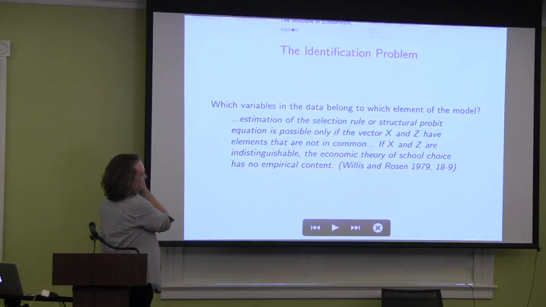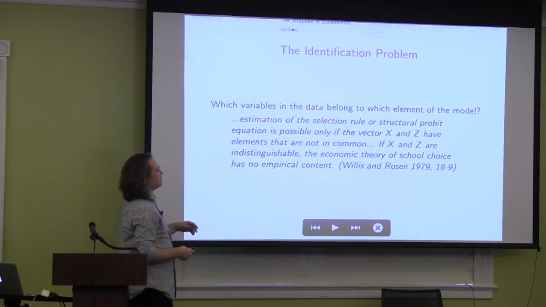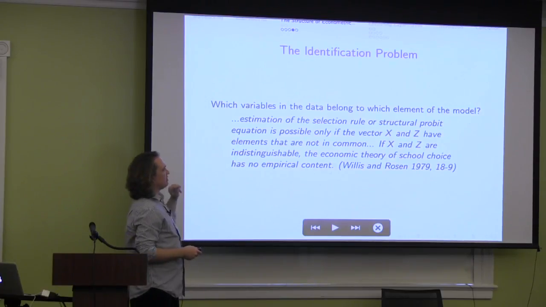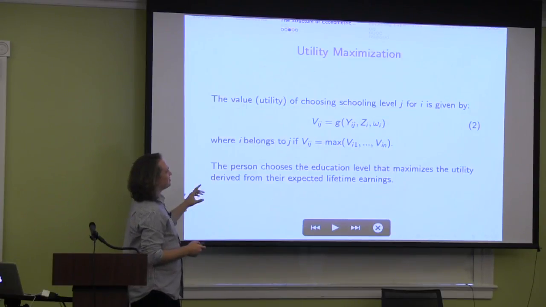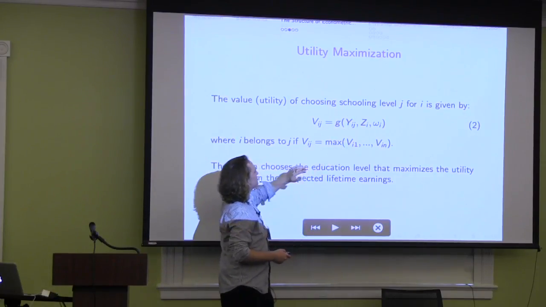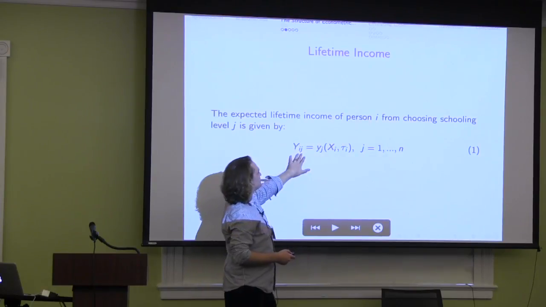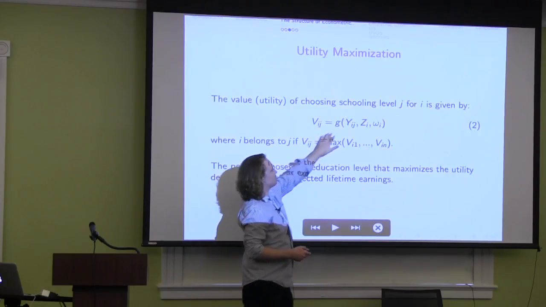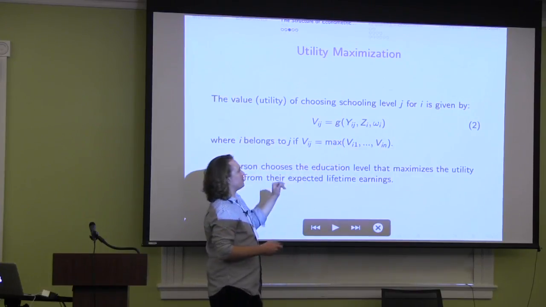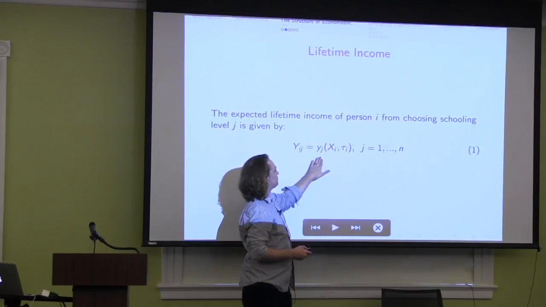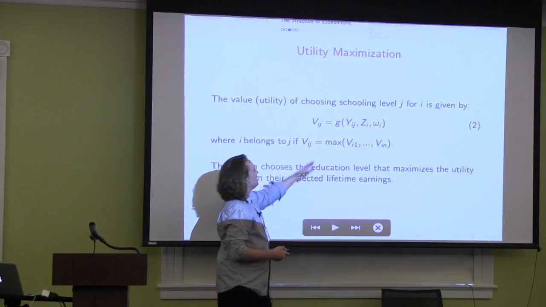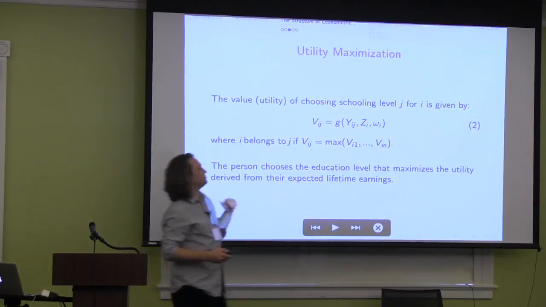And this is Willis and Rosen themselves talking. They said, estimation of the selection rule is possible only if vector X and Z have elements that are not in common. And this is a key point, and I think you can see it fairly simply. Note that Y comes into this equation here. So we're trying to estimate G. If you sub the equation for Y directly into G, then everything is a function of X and Z, right? But the only way to separate the G function from the Yj function is if there's something in X that's shifting Y independently of the way Z is shifting G.